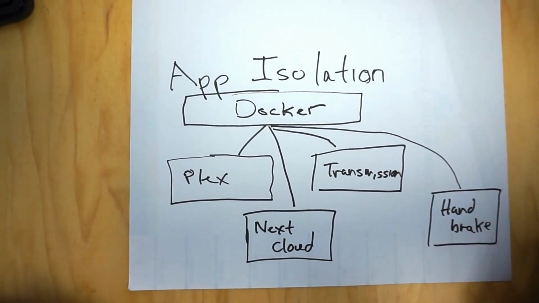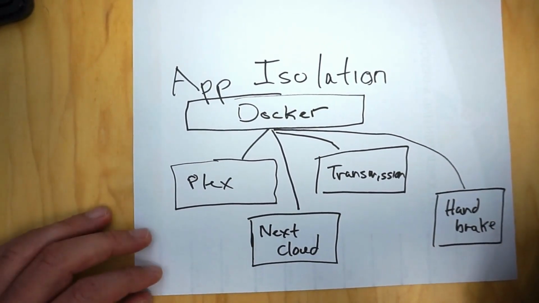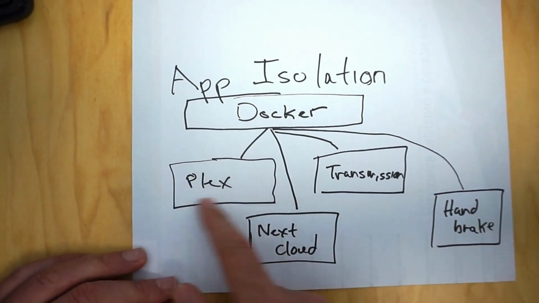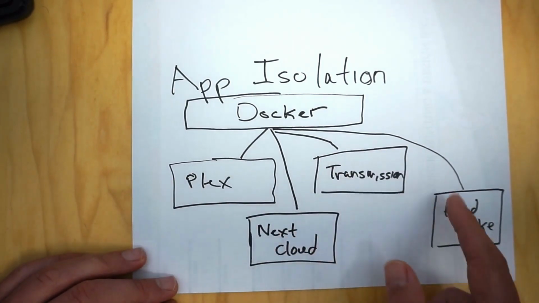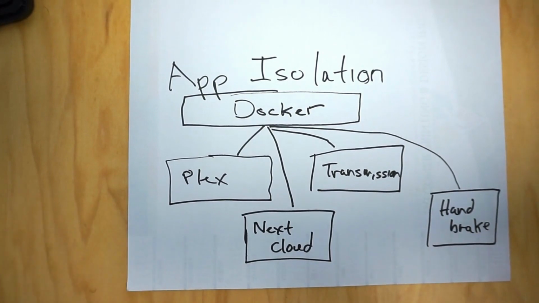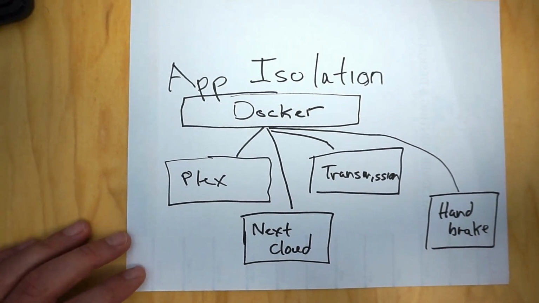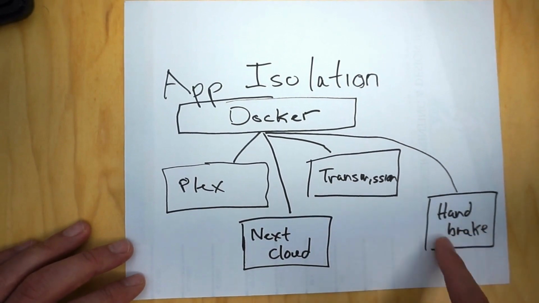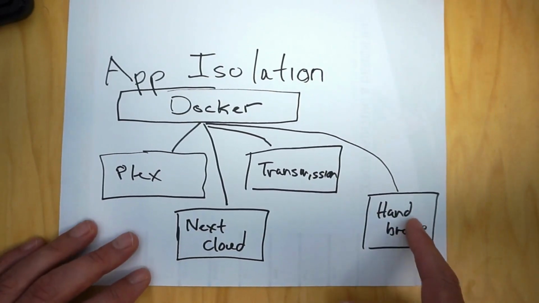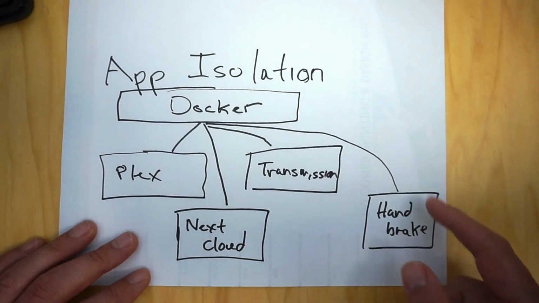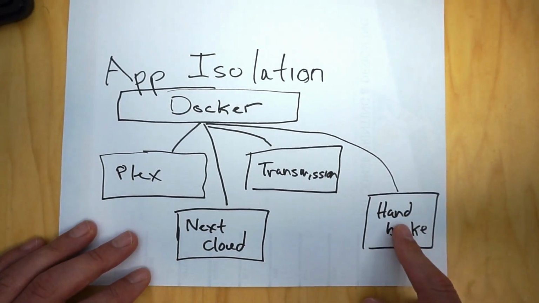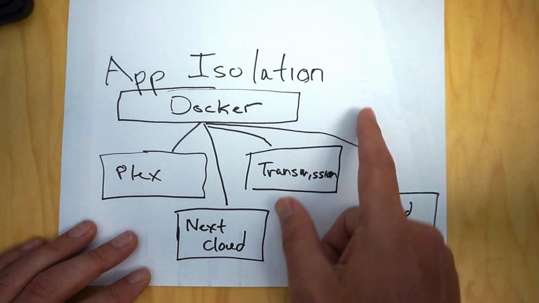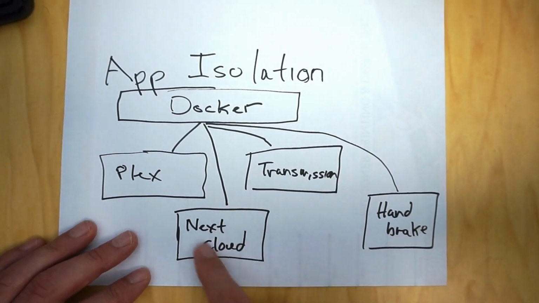Finally, you have app isolation. Each Docker is independent, and that's good for a couple of different reasons. One is that whatever you need for that application is already contained. In this case, Handbrake already contains all those things, and for Transmission, it already contains all the things for that. For Nextcloud, it has all the things it needs, and for Plex, it has all those things for that.